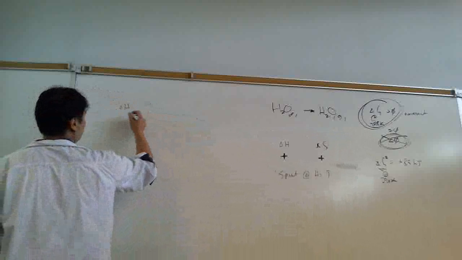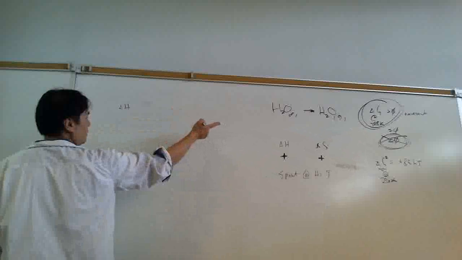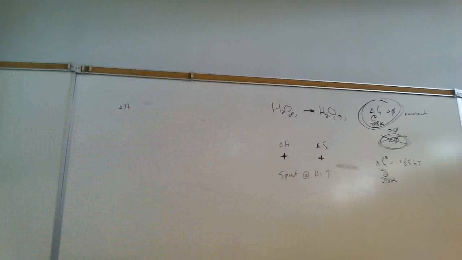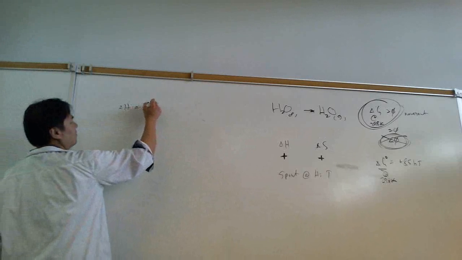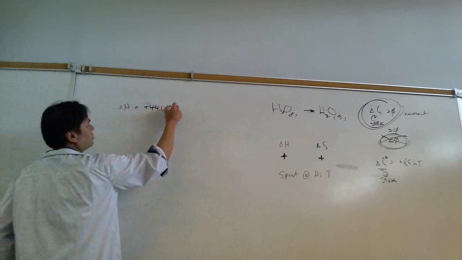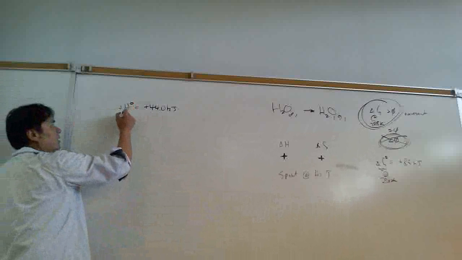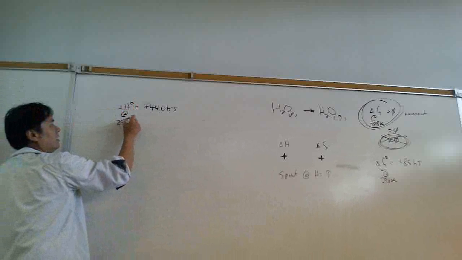The delta H for this process will be the delta H of formation of H2O gas minus the delta H of formation of H2O liquid. And so here we have our gas, minus 241.8. Here's our liquid. So it's going to be minus 241.8 minus a minus 285.8, which will be a plus 44.0 kilojoules. So actually that wasn't so bad. Plus 44.0 kilojoules. Okay, again, this is going to be under standard conditions at 298 Kelvin.